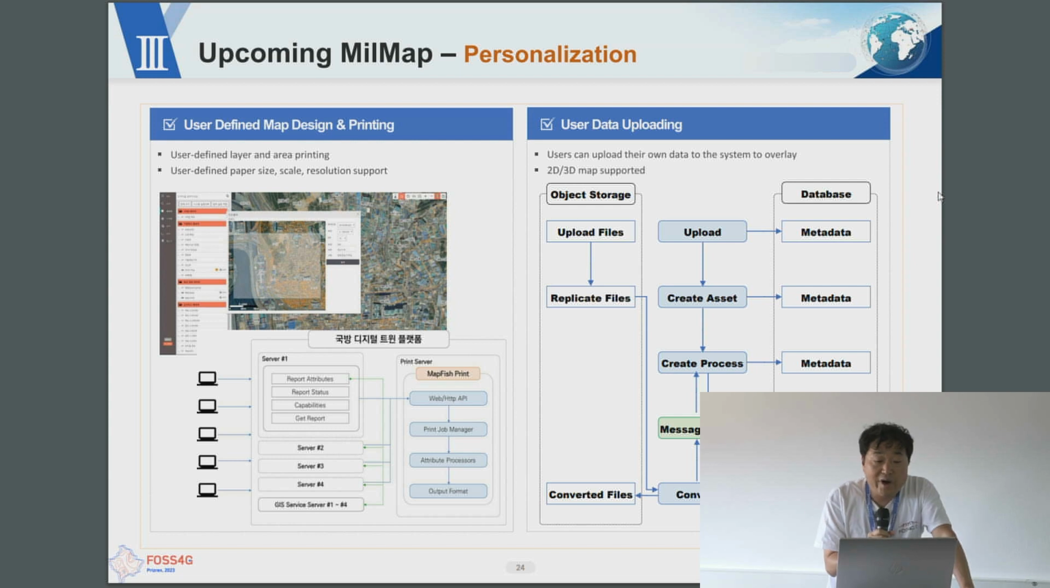Also, web printing is quite important in a real battlefield. Our users can design their own map like this, with their analytics result here, and then they can print it out, not using your printer or plotter. If you click the print button, a geospatial PDF will be produced, and you can download the geospatial PDF. We currently use MapFish for creating the geospatial PDF. Also, user data. There are lots of units in Korea, and they want to have their own data. They also want to upload their data on top of the backdrop images, so we also support that kind of user data uploading.